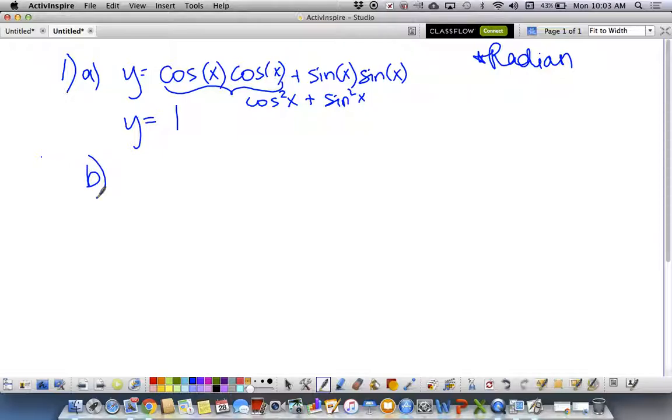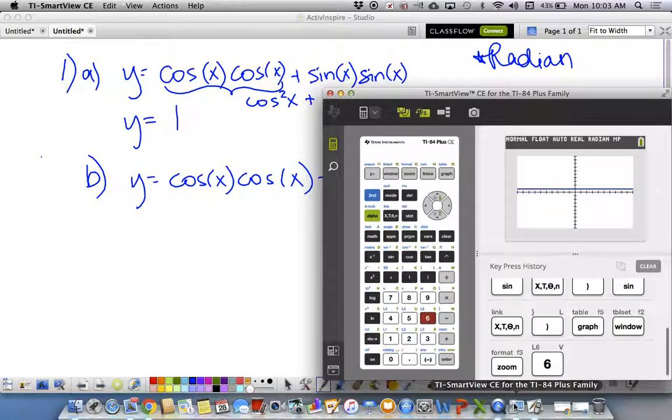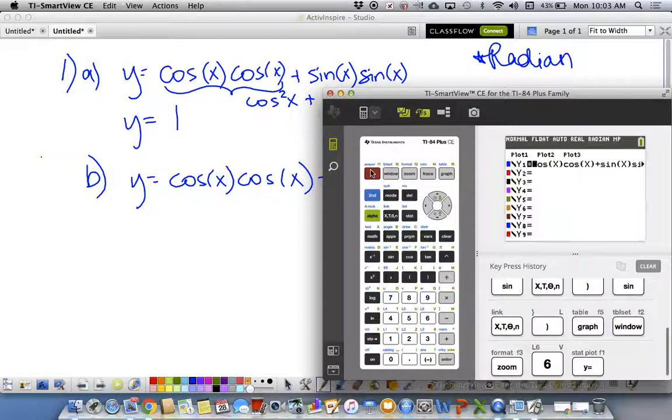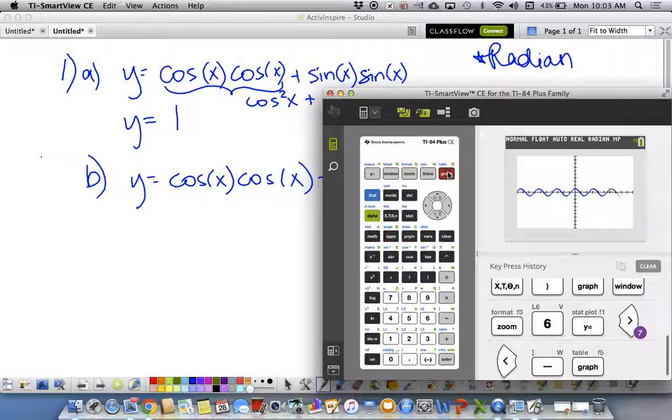So y equals, now wait, before you clear, because you've already put in cosine x times cosine x. This time you can just go to the plus sign and put a minus. Sine x times sine x. Let's let everybody put it in. I'm going back to y equals, and I'm just going right here to that spot, putting in a minus, and then I'm hitting graph. And this time, it was not 1.